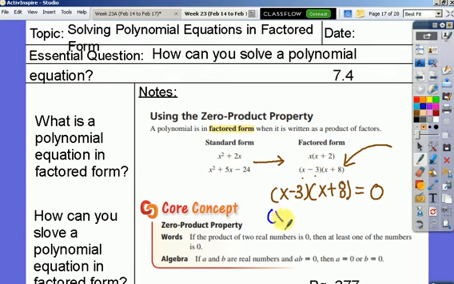So either x minus 3 equals 0, or x plus 8 equals 0. Our task is just to solve for x. So it shouldn't be that hard. But you just need to know what the zero product property allows us to do. It allows us to take something in factored form and take each of the factors and set those individual factors equal to 0 and solve for x.